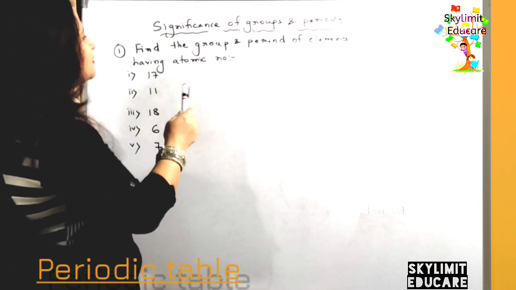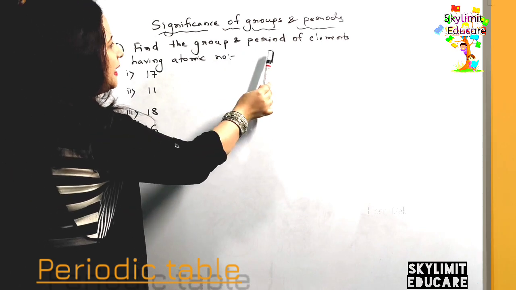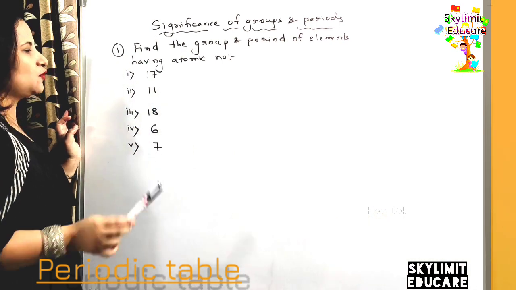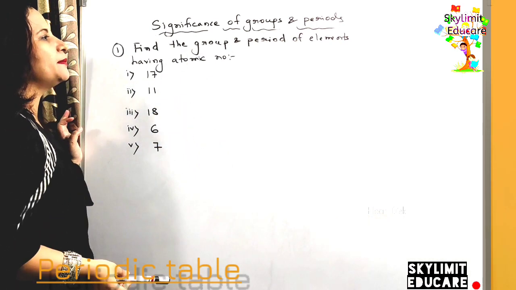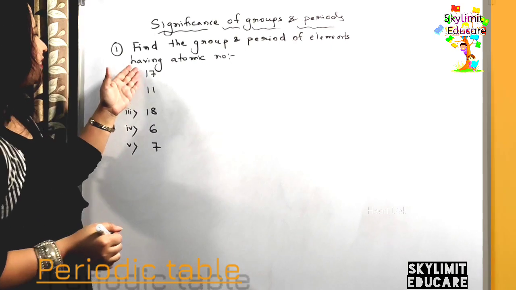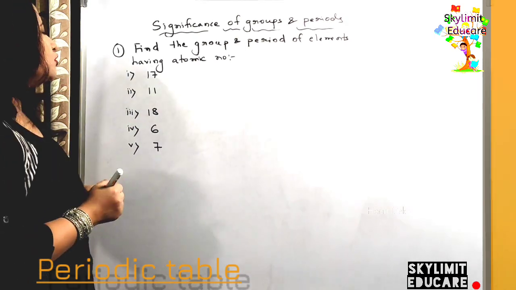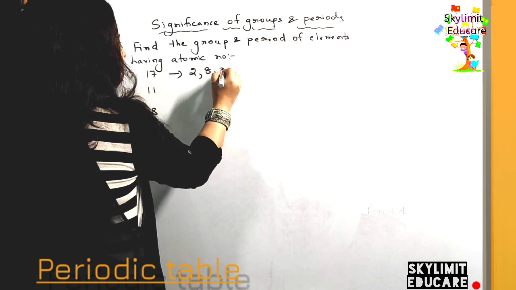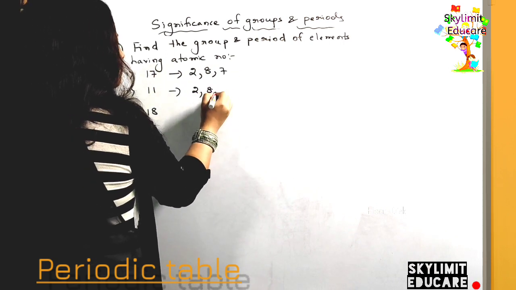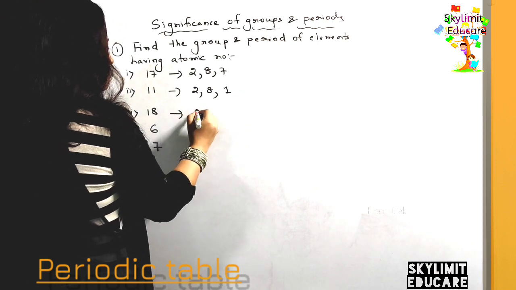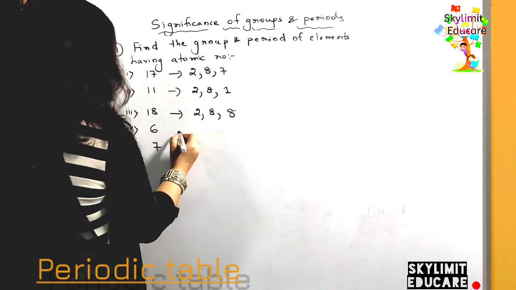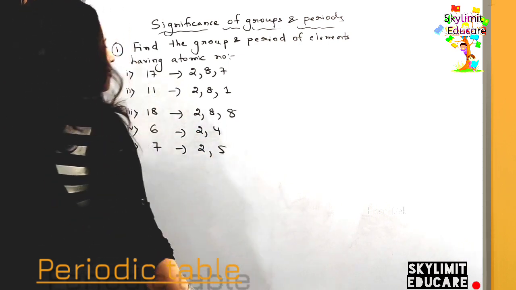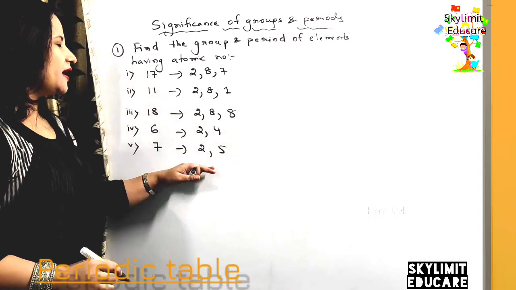So now students, let us solve this question. Find the group and period of elements having atomic number 17, 11, 18, 6, 7. You have to write the group and the period of the elements having these atomic numbers. The first thing, students, just write down the electronic configuration: 2,8,7; this will be 2,8,1; this is 2,8,8; this is 2,4 and this is 2,5. After writing the electronic configuration, now let's see.